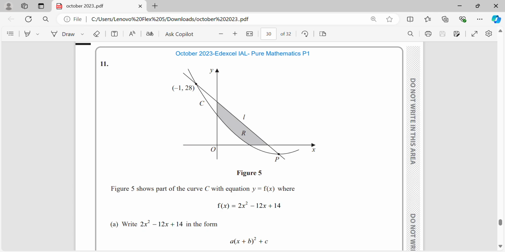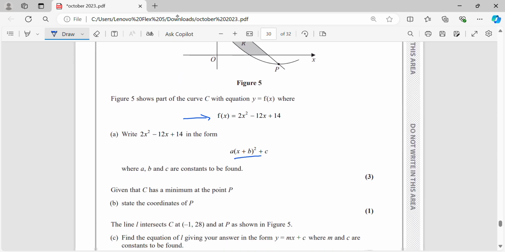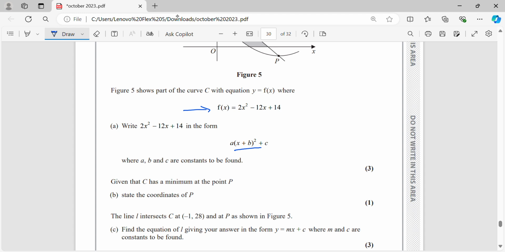In this video, I will be solving question number 11 from paper October 2023 Edexcel IAL Pure Mathematics P1. Question 11, figure 5 shows a part of the curve C with the equation y equals f of x. f of x is 2x squared minus 12x plus 14. Write 2x squared minus 12x plus 14 in the form a(x plus b) whole squared plus c, where a, b, and c are constants to be found.